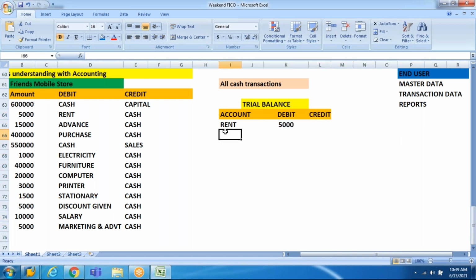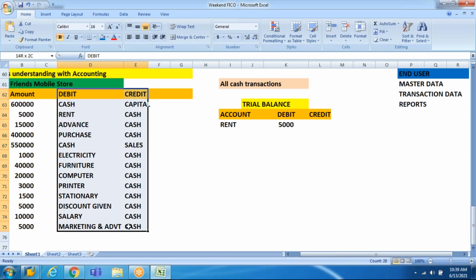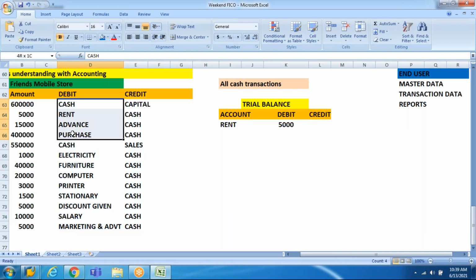What is the next account? Advance. Remember the logic. What are we looking at? We are looking at the journal entry, correct? Yes. In the journal entry, if an account is debited, this account will be debited even on your trial balance. Rent is on the debit side, and even in the trial balance, rent is on the debit side. Correct? Correct.